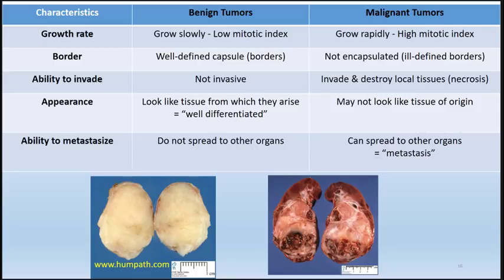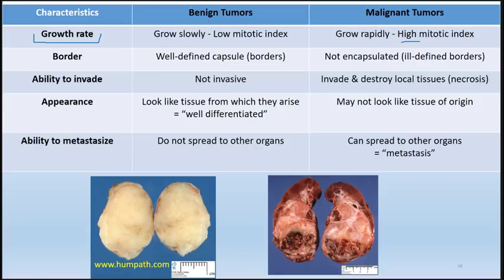Let us now look at the differences between benign and malignant tumors. And I'm going to be reading, for the most part, off of this slide some of the important characteristics that help us differentiate between the two. Let's start with the characteristic, growth rate. Benign tumors tend to grow slowly, and they have what's called a low mitotic index compared to malignant tumors that grow much faster, and they have a high mitotic index. A mitotic index is defined as the ratio between the number of cells in a population undergoing mitosis to the number of cells in a population not undergoing mitosis.